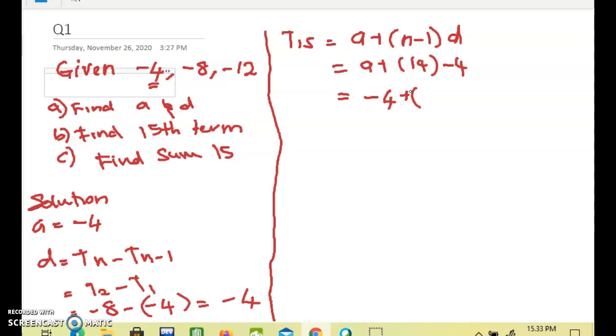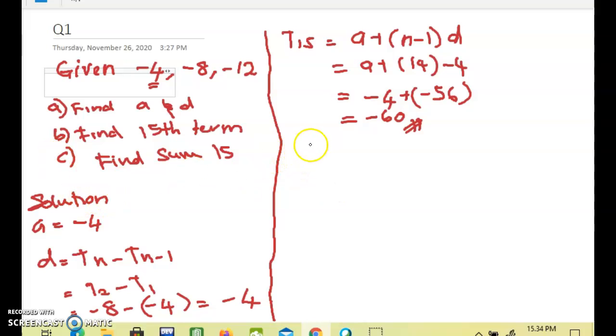So A is -4 plus 14 multiplied by -4, which is -56. So -4 plus -56. The answer is -60. So the 15th term will be -60.